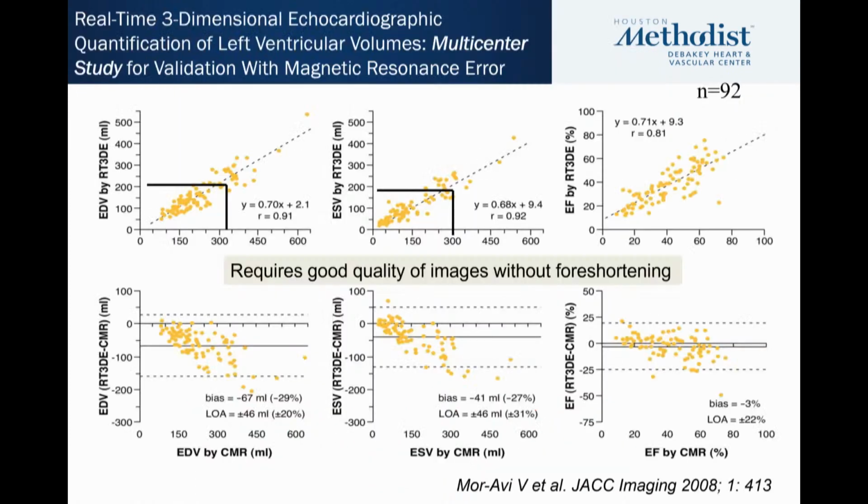In a multi-center study back in 2008, this technology was validated against CMR. And the correlations were pretty good, as you can see, for end-diastole and systole, EF, and so on. But notice, again, that when end-diastolic volume by MRI, CMR, was around 300, by 2D it was more around 200. So still, there was this tendency to foreshorten and to have smaller volumes calculated compared to the standard of CMR.